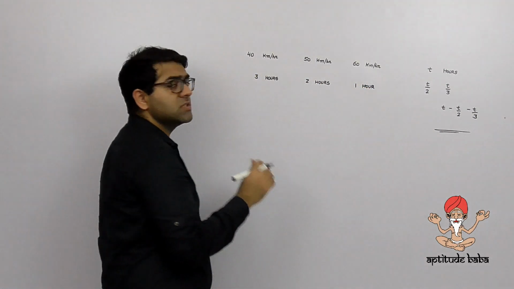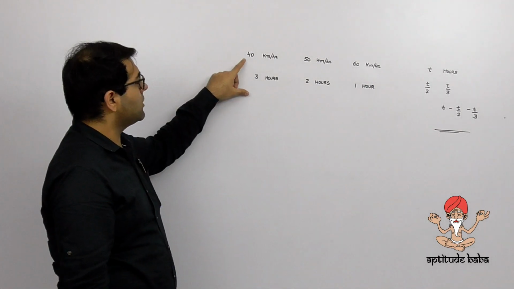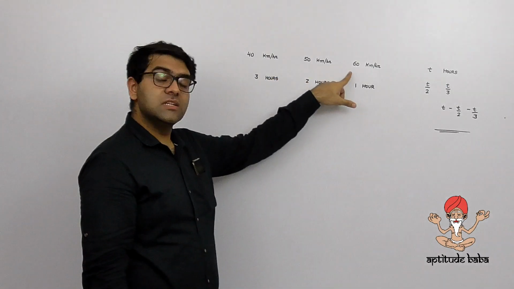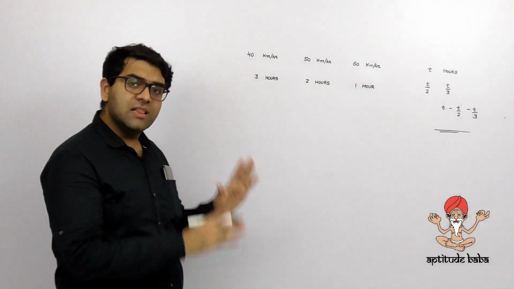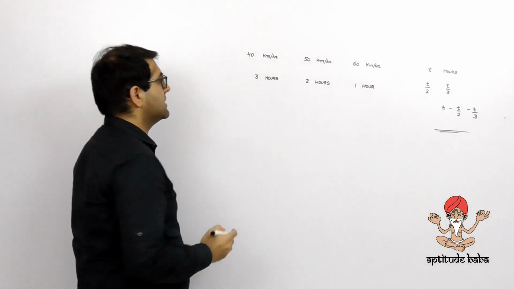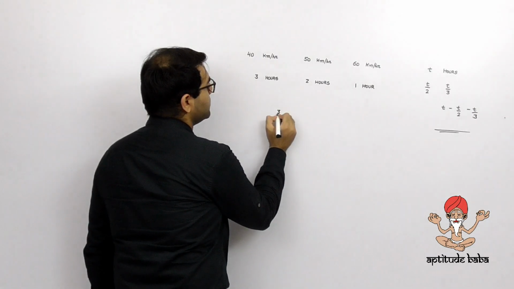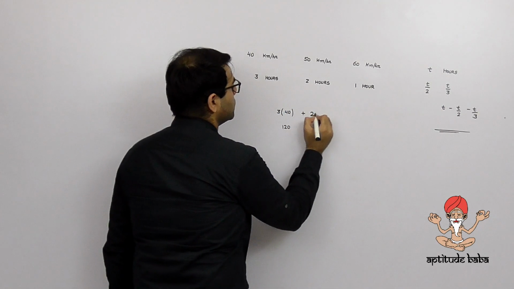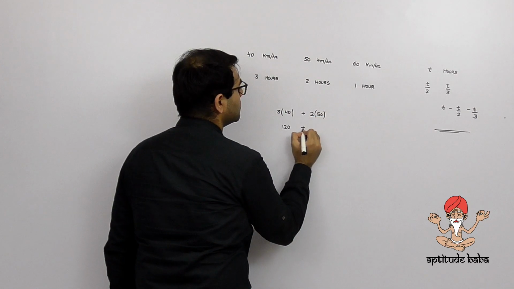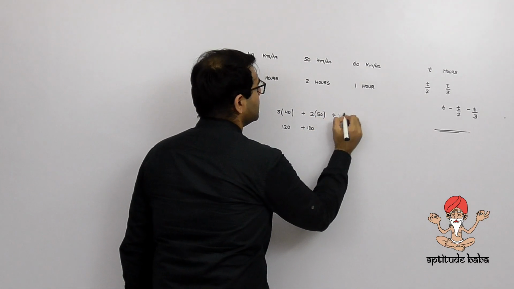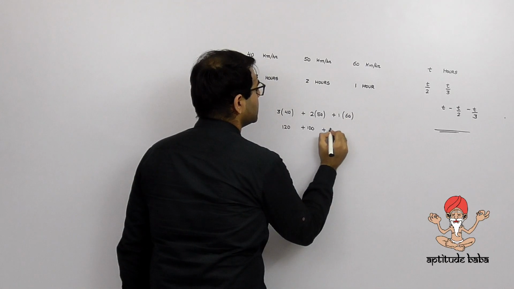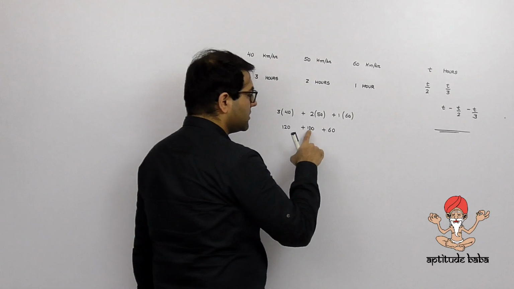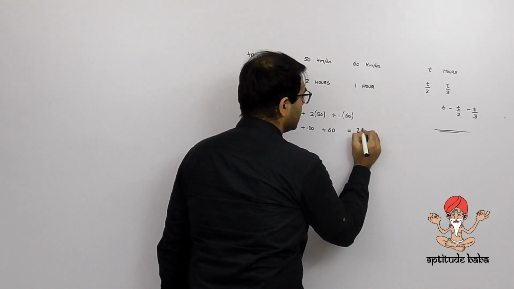So now my question simply says कि Ramlal is traveling at 40 kilometers per hour for 3 hours, at 50 kilometers per hour for 2 hours, and then 60 kilometers per hour for 1 hour. Let's first of all calculate the total distance. Can I say total distance will be 3 into 40, 120 kilometers, plus 2 into 50, 100 kilometers, and finally 1 into 60, 60 kilometers. So can we say that the total distance traveled is 120 plus 100, 220 plus 60, 280 kilometers.